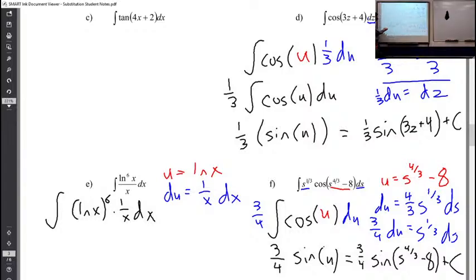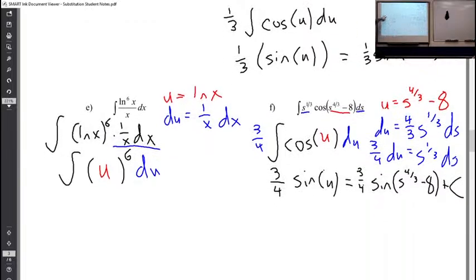So now this is going to be super simple. Because the 1 over x dx is already matching. I don't even need to multiply by anything to make it match. It already matches. So instead of taking natural log of x to the 6th, I'm just taking u to the 6th. Instead of 1 over x dx, du. Much, much easier to work out the antiderivative of.